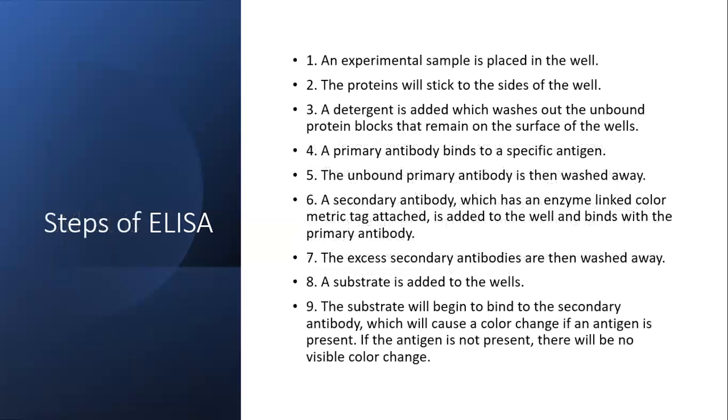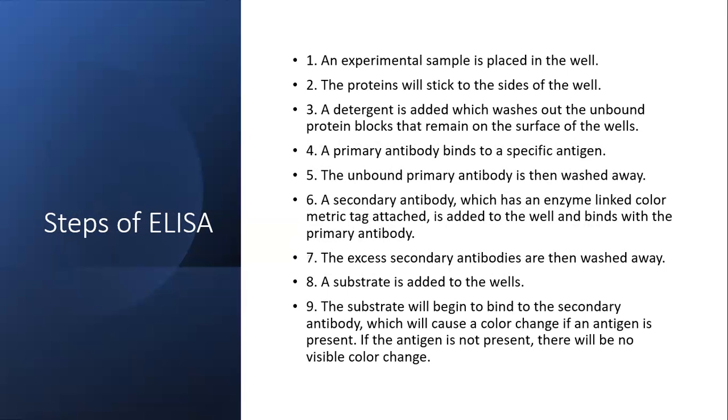So the steps of ELISA. First, an experimental sample is placed into the well, and next the proteins will stick to the sides of the well. Then a detergent is added, which washes out the unbound protein blocks that remain on the surface of the wells. Then a primary antibody binds to a specific antigen. This is very similar to the proteins that bind, except this time it's the primary antibodies. Then a similar thing happens where the unbound primary antibody is washed away.